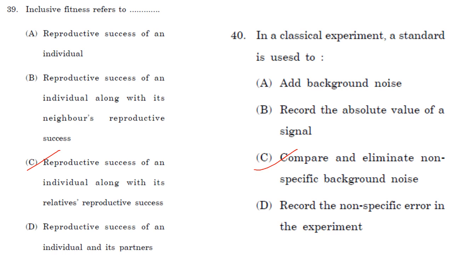The next one. In classical experiment, a standard is used to add background noise. No. To reduce or eliminate background noise, standard is used. Record the absolute value of a signal. No. Compare and eliminate non-specific background noise. Yes. Answer is C.